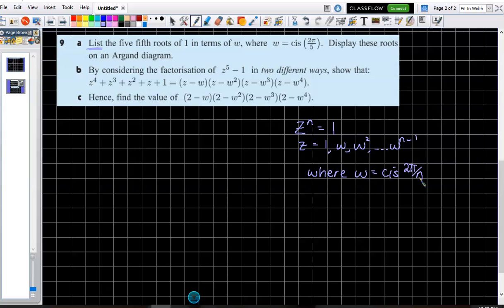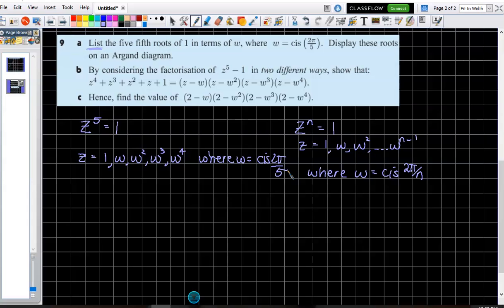So for this one, it hasn't said show that the roots are, it hasn't said prove, it hasn't said use de Moivre's theorem, it's just saying list the roots. So for Z^5 equals 1, my roots are going to be in terms of W, so Z will be 1, W, W^2, W^3 and W^4, where W equals cis 2π on 5, right?